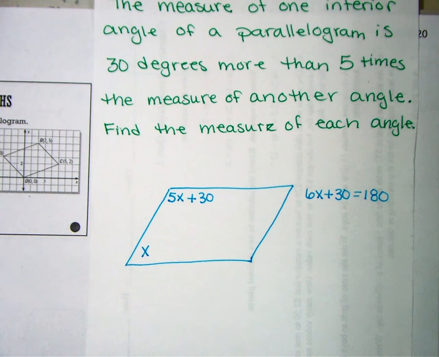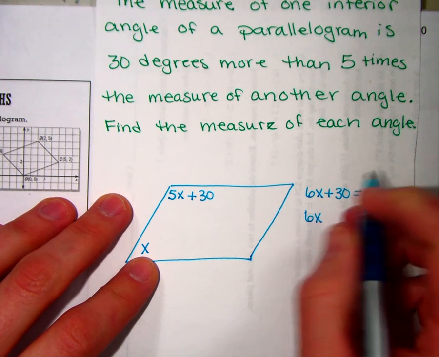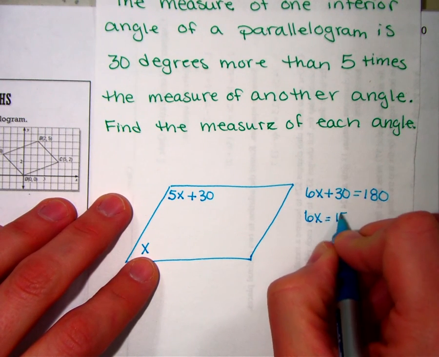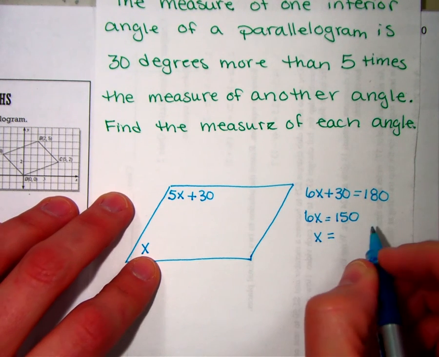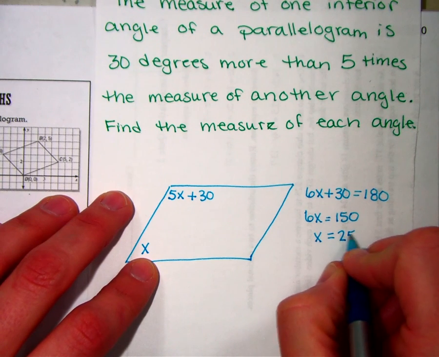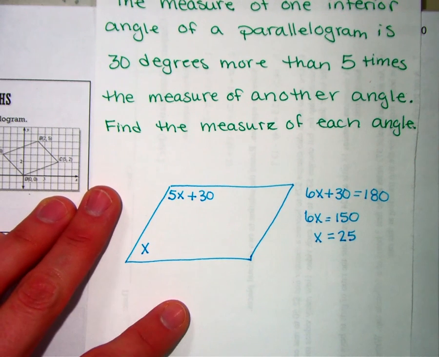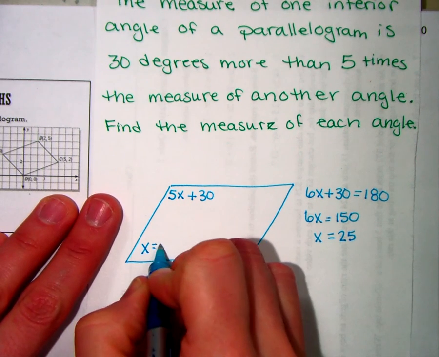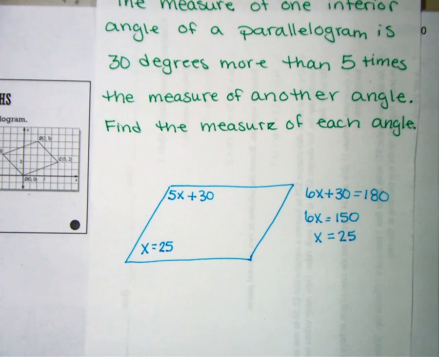So we're going to subtract 30. So it's going to be 150. Divide that by 6 and you get 25. It does say find the measure of each angle. So we got lucky because one of our angles here, this is definitely 25, right? Okay. So you can just use the fact that you know they're supplementary.